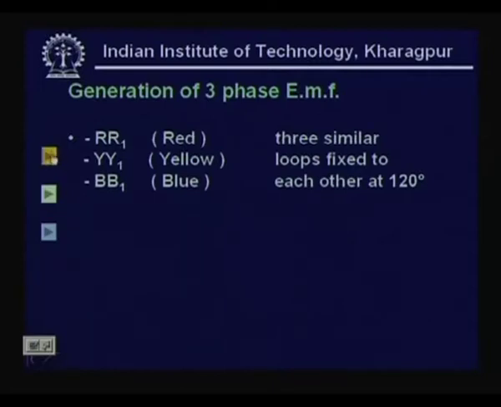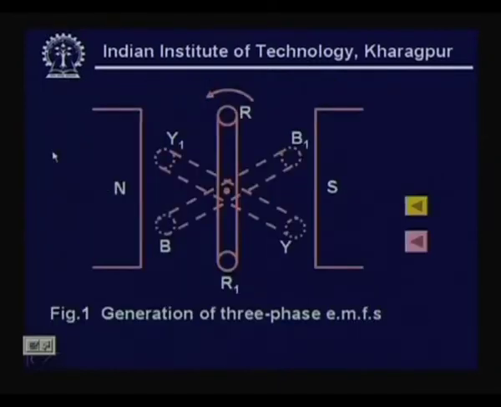Consider that there are three coils, just as we had a single loop rotated anti-clockwise in the previous situation. Let us say we have three coils which are placed on a single axis at 120 degrees from each other, as shown in this figure. You have RR1 forming one loop, BB1 forming a second loop, YY1 forming a third loop, with all these axes at 120 degrees to each other.